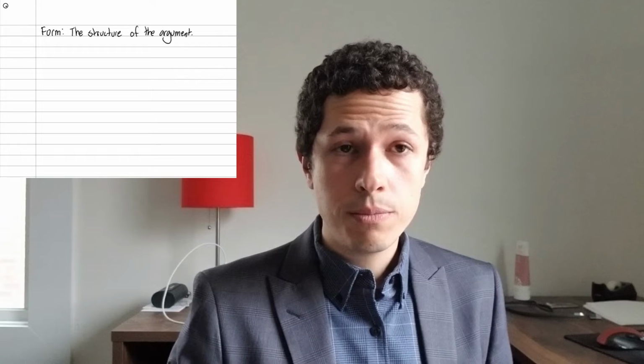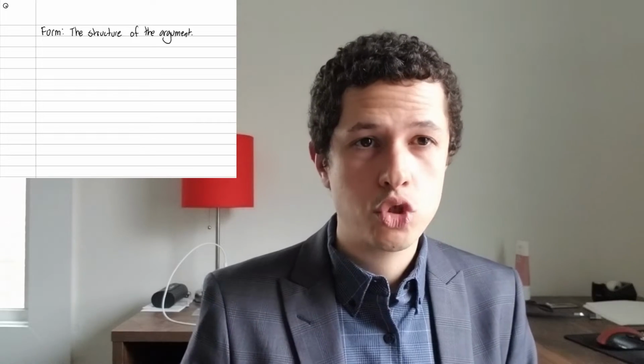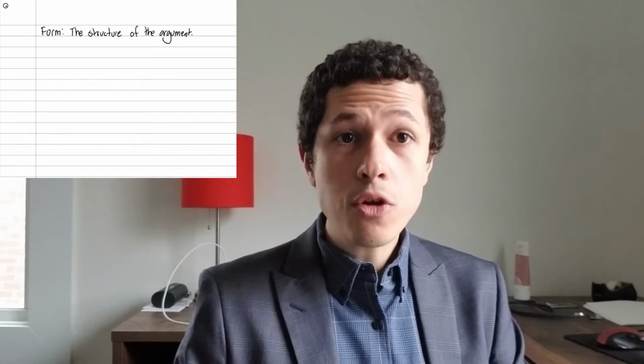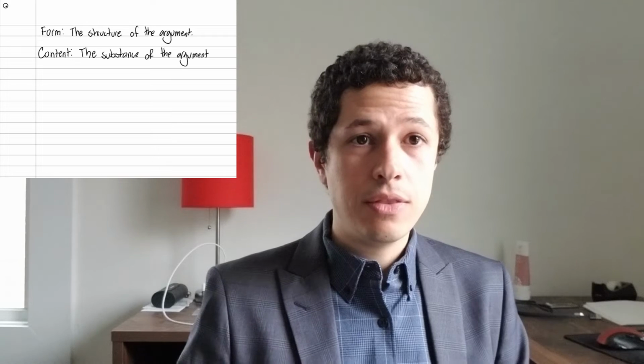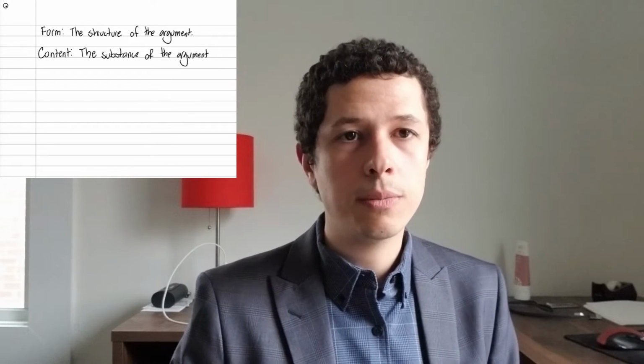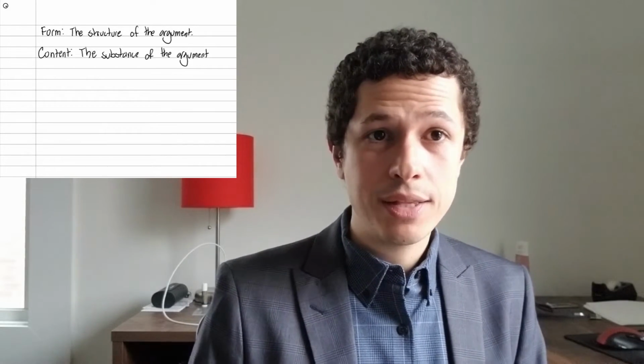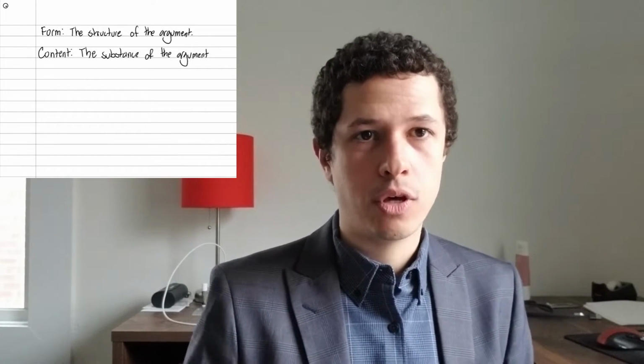So the form of an argument is the argument's structure. Specifically, it's the argument's logical structure. And exactly what that means we'll see in a moment. But the other feature that arguments have is the content. And the content of the argument is the substance of the argument. It's what the argument is about. So the form of the argument is what remains after you've removed the content. So, okay, that's abstract enough.